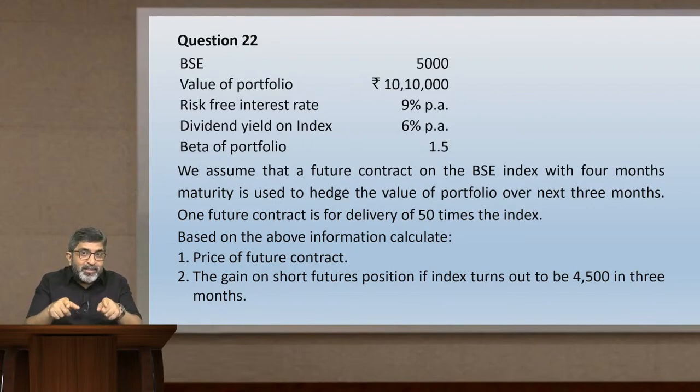Now understand one thing, the contract period is 4 months. So the current futures price you can find by taking that 4 months value. After 3 months, when you are going to square off your position, don't forget that the remaining maturity of your contract is still 1 month. You will have to again find the futures price for 1 month remaining maturity, and based on that you will be squaring off your position.